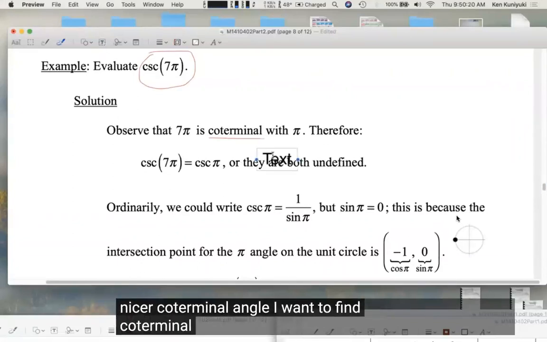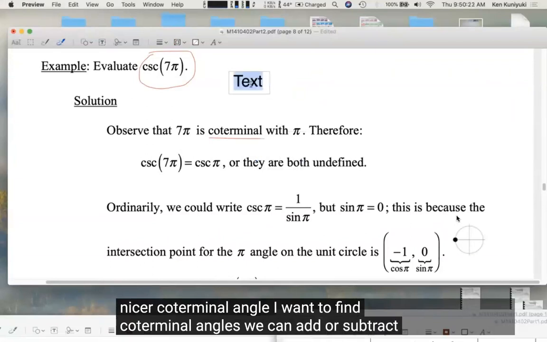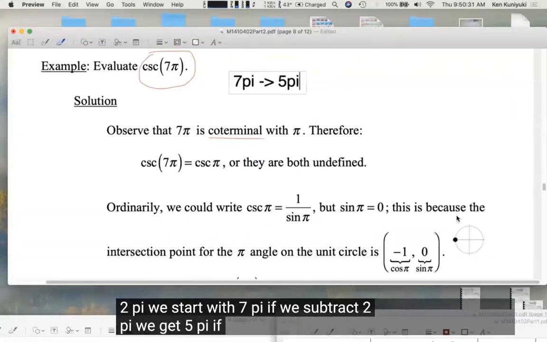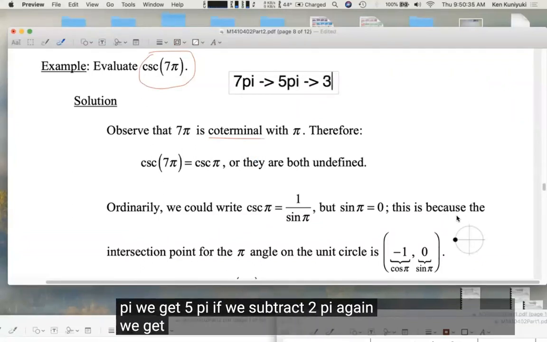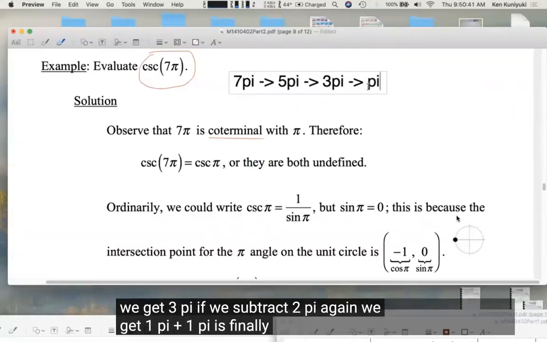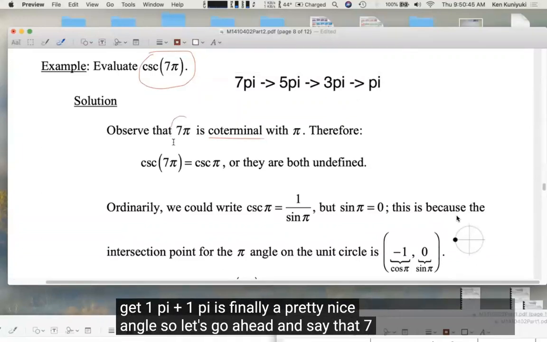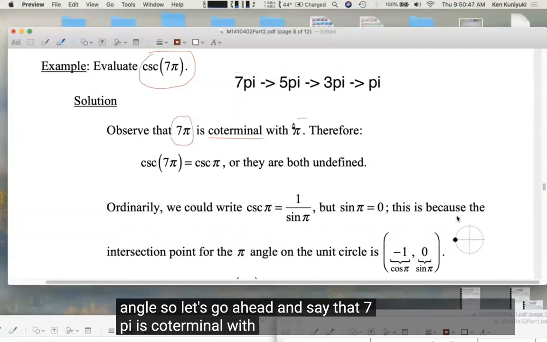Well, to find coterminal angles, we can add or subtract 2 pi. We start with 7 pi. If we subtract 2 pi, we get 5 pi. If we subtract 2 pi again, we get 3 pi. If we subtract 2 pi again, we get 1 pi. And 1 pi is finally a pretty nice angle. So let's go ahead and say that 7 pi is coterminal with pi. We know pi pretty well.